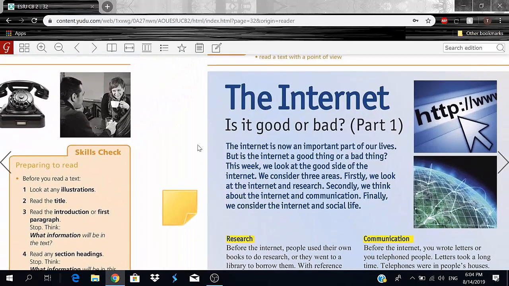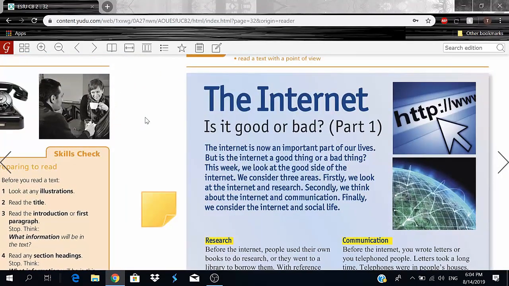Okay? So here we go. The internet. Is it good or bad? The internet is now an important part of our lives. But is the internet a good thing or a bad thing? This week, we look at the good side of the internet. We consider 3 areas. Firstly, we look at the internet and research. Secondly, we think about the internet and communication. Finally, we consider the internet and social life.